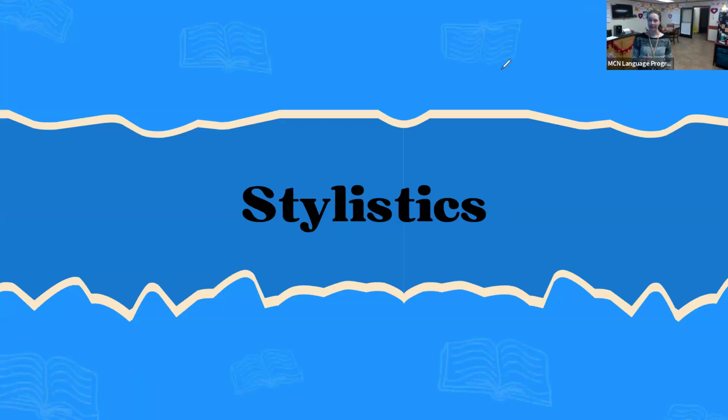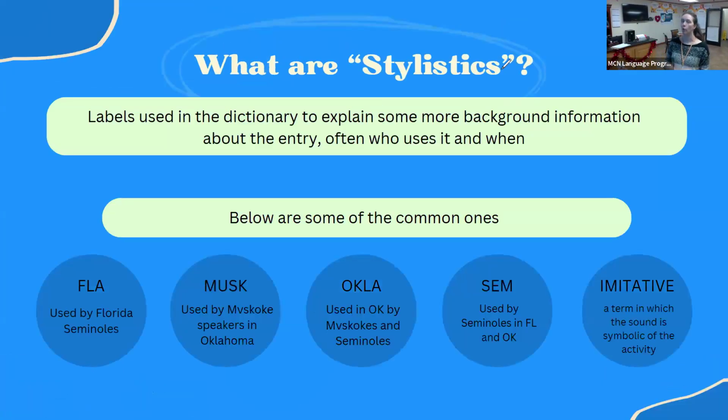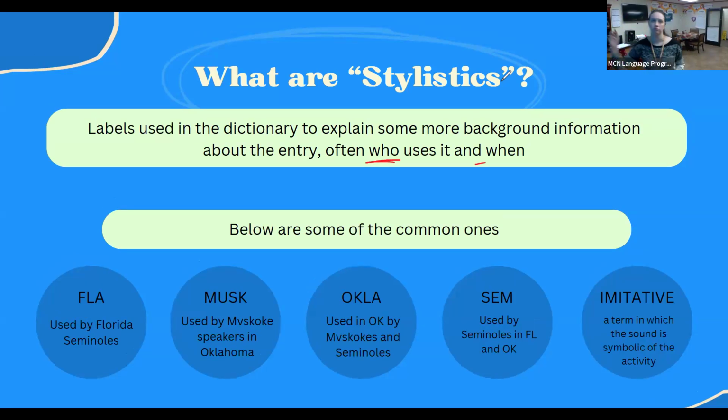Okay, stylistics. We're almost there, almost there. Okay, what are stylistics? So these are labels that are used in the dictionary to explain a little bit more background on the entry in the dictionary. A lot of times what it's doing is it's explaining who uses it and when.